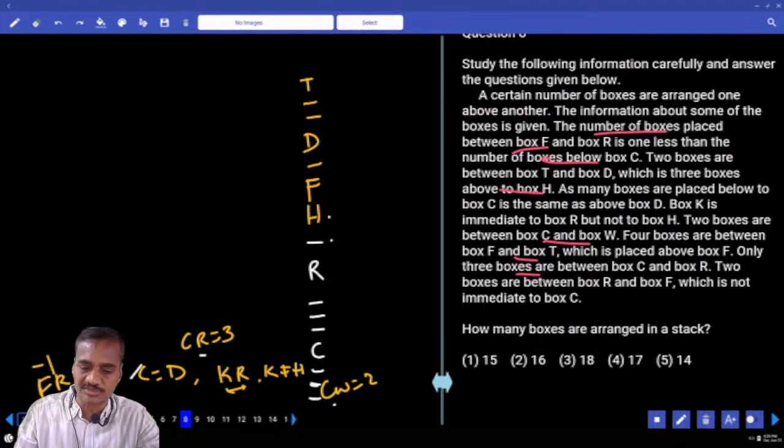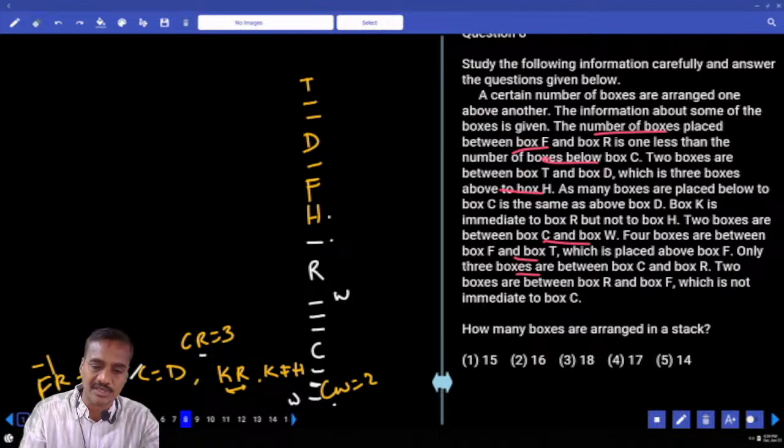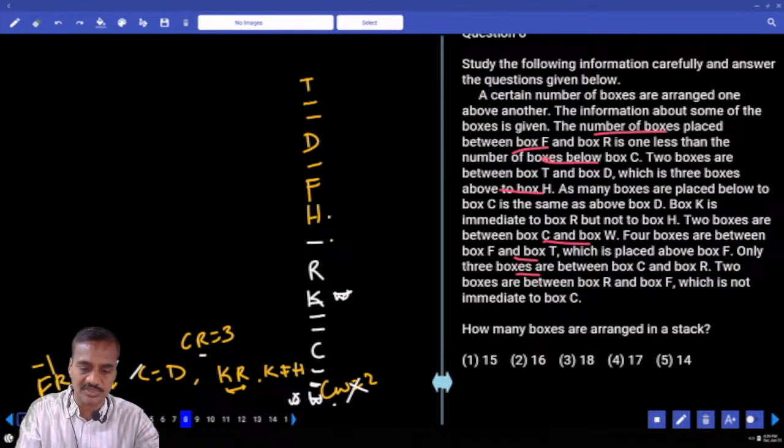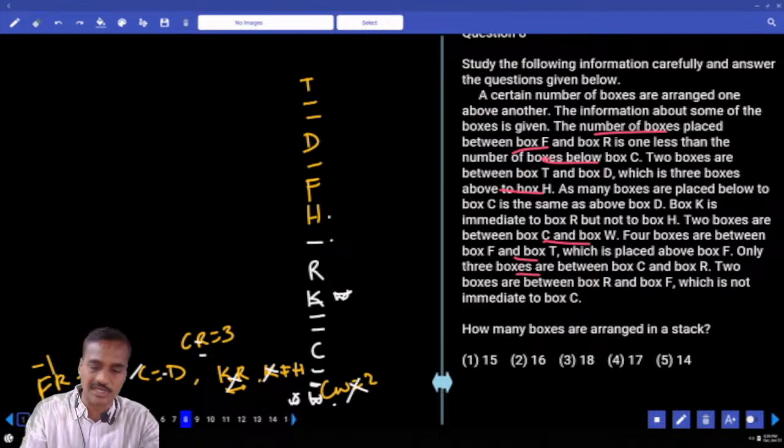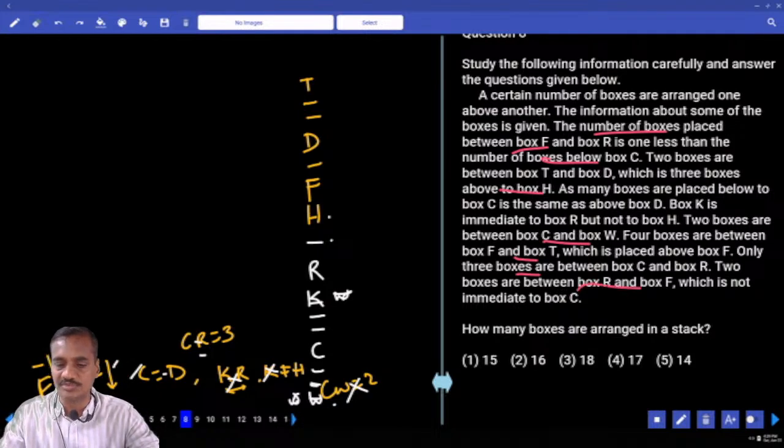C and W there must be exactly 2. W can be here or W can be adjacent to this one. And K and R are adjacent. K is here but not next to H. W cannot be here. W is at the bottom. Does W fit? C and W done. K and H are not adjacent. That is done for me. And 2 boxes between R and F.